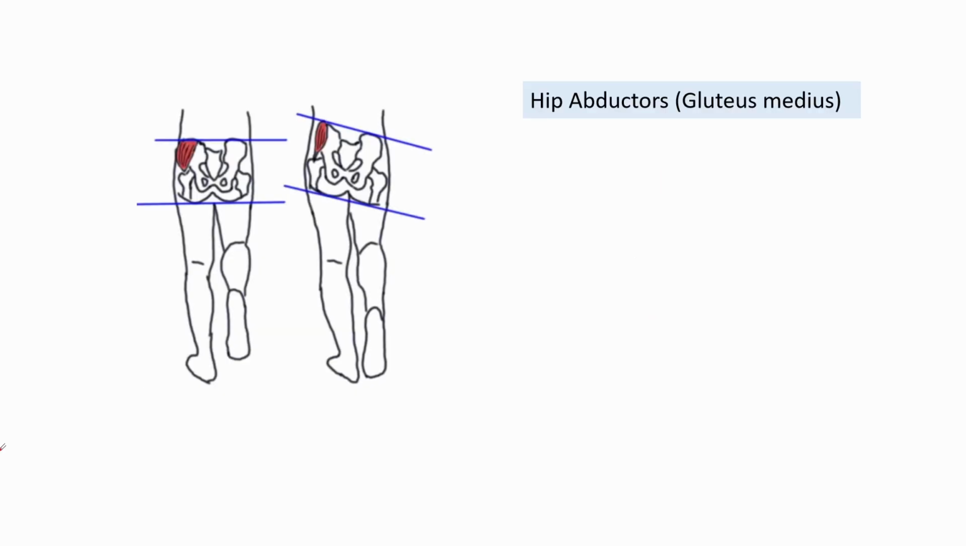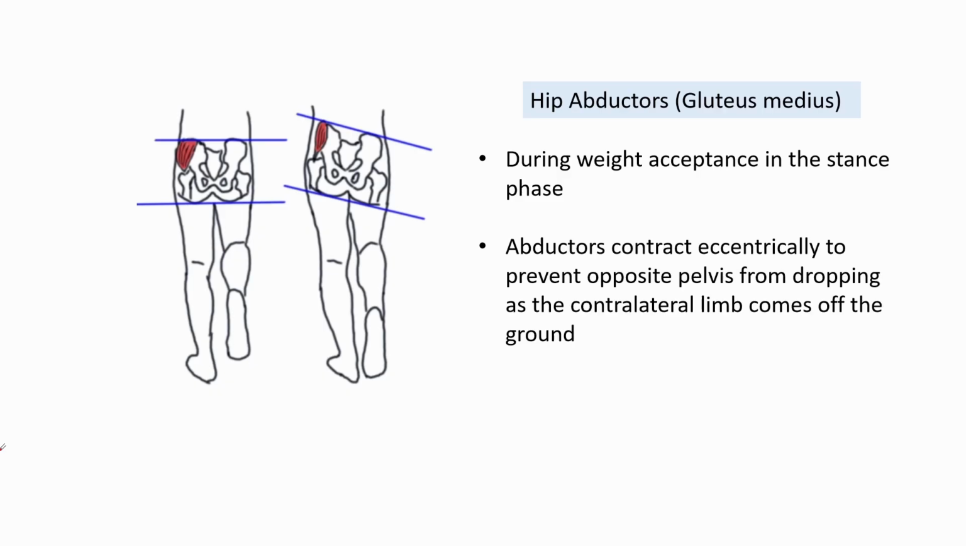Another example of eccentric contraction is the contractions of hip abductors, especially gluteus medius. This occurs during the weight acceptance in the stance phase. During this phase, the abductors contract eccentrically to prevent the opposite pelvis from dropping as the contralateral limb comes off the ground. A weakness of the abductors results in dropping of the pelvis to the opposite side during the single leg stance phase, leading to a Trendelenburg gait.